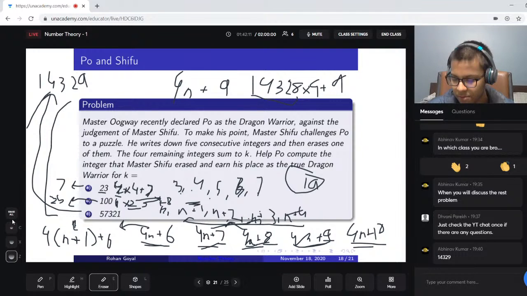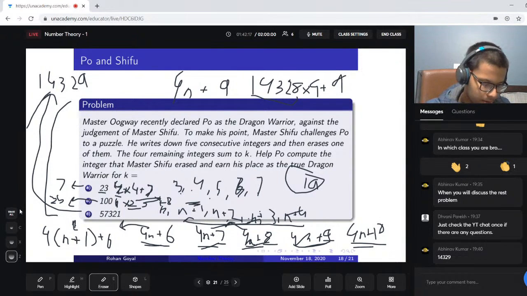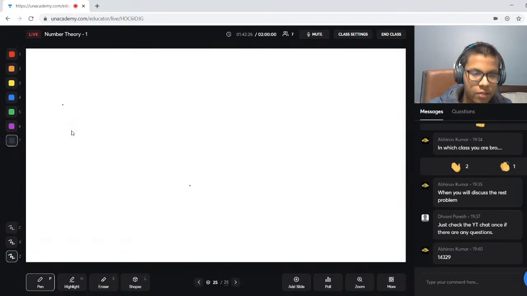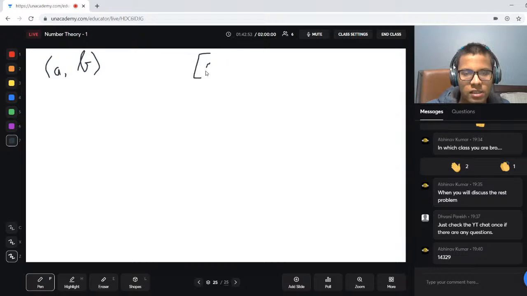Okay, so someone posted a property in the YouTube chat that I'll show once. Let's go to the last slide. Okay, so someone says this property. I'll not use GCD because it's tiring. So if I'm writing this way, A comma B, that means the GCD of A comma B, and if I'm writing this way, that's the LCM.